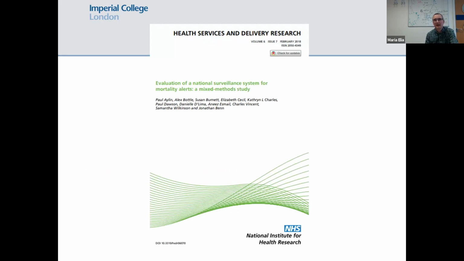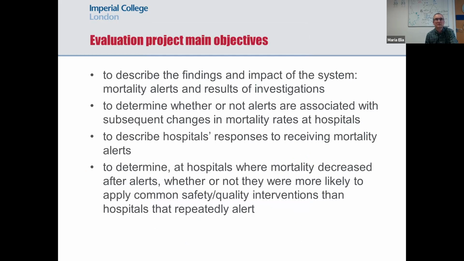Now, all the details are in this nationally funded report, which you can read all about, it's freely available online. I'm just going to give you a few excerpts from it. So in brief, what we were trying to do with this evaluation is to describe the findings and the impact of the system. So we wanted to describe the mortality alert letters that we sent and the results of the investigations. So that meant, what did hospitals do? How did they react? And what did the regulator find when the regulator went in and investigated or helped the trust investigate this high mortality?